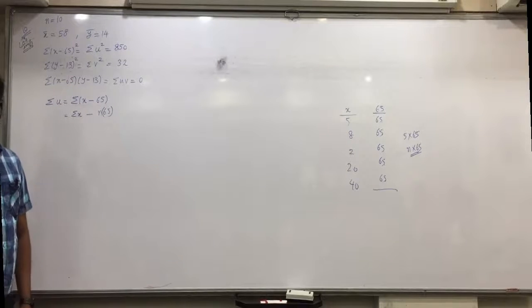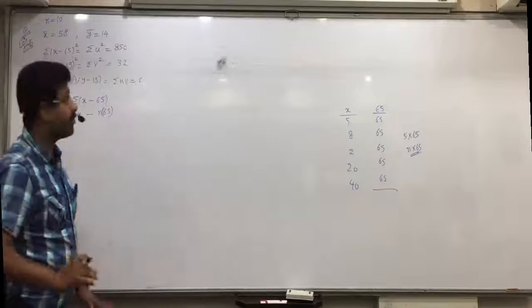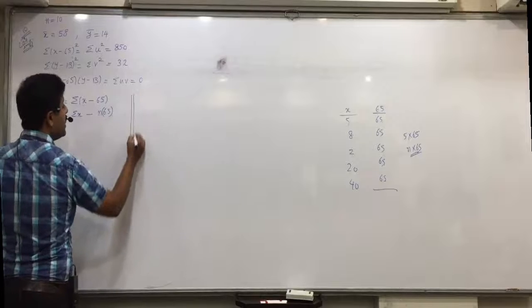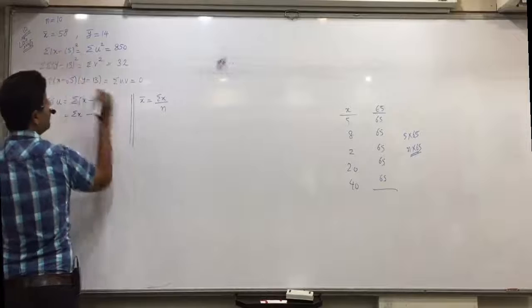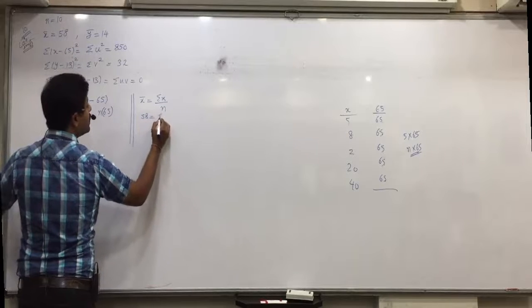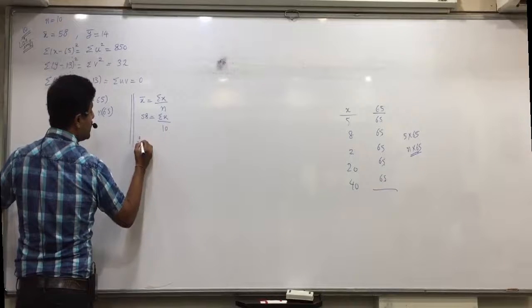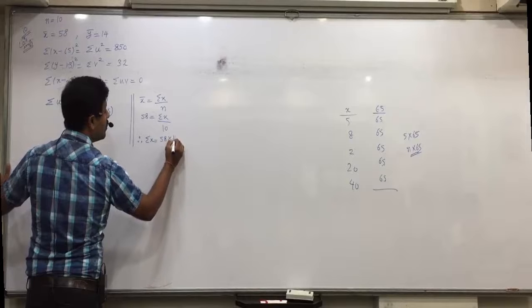This you must be able to tell me. Charuda? 58 into 10. From x bar. How will you find sigma x from x bar? What is x bar equal to? What is x bar? 58. Sigma x upon n? 10. So what will be sigma x? 58 into 10? 580.